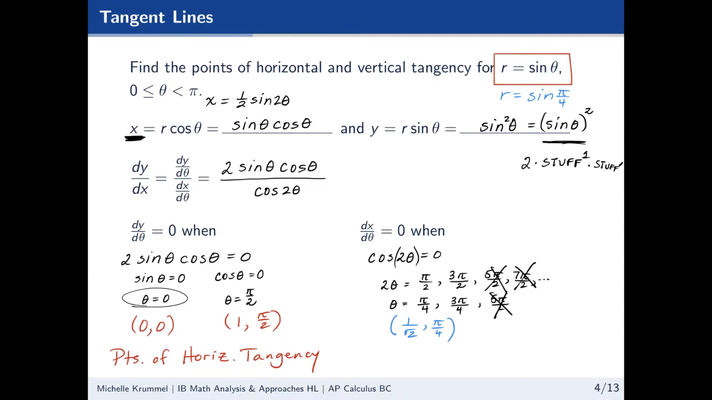And then when theta equals 3 pi over 4, we have r equals the sine of 3 pi over 4, and the sine of 3 pi over 4, that is quadrant 2, that is also 1 over root 2, or root 2 over 2 if you prefer. Those are the points of vertical tangency.